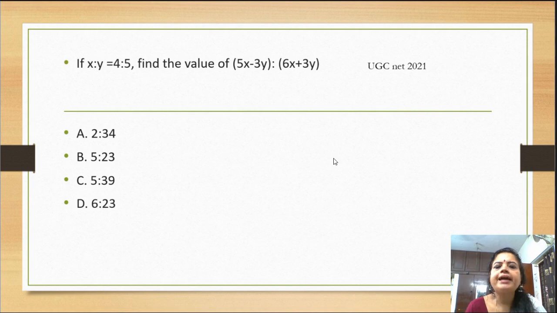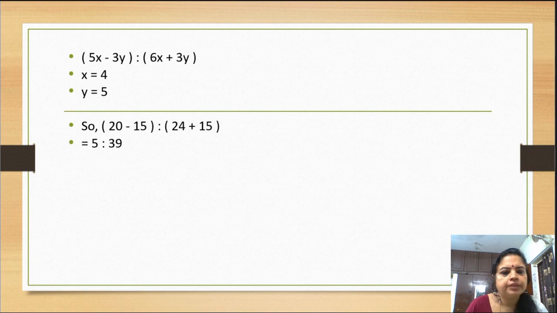The value of x is to y is given as 4:5. That means x can be taken as value 4 and y can be taken as value 5. So when you are asked this type of question, find the value of 5x minus 3y is to 6x plus 3y, instead of x we need to substitute the value of 4, and instead of y we need to substitute the value of 5. This was asked for the 2021 examination. Several ratios are given here. So the answer would be to express x as 4 and y as 5.